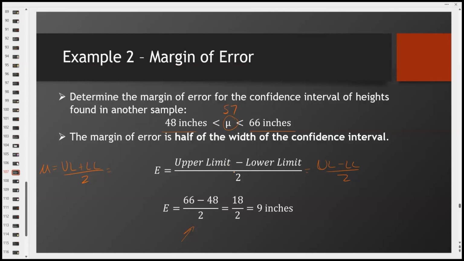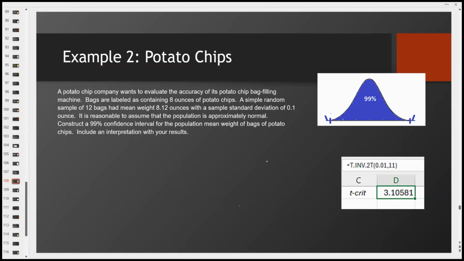And so this is just a way to show you how you can get to that value in the middle very easily, and you can get to the margin of error very easily if you have the two boundaries of the confidence interval. So let's take a look at some examples.